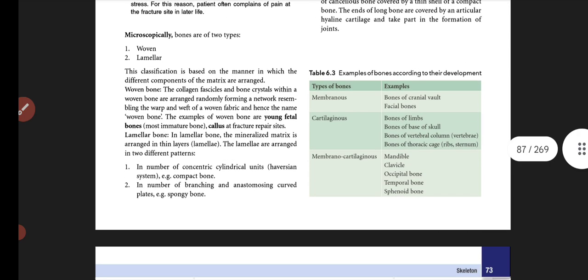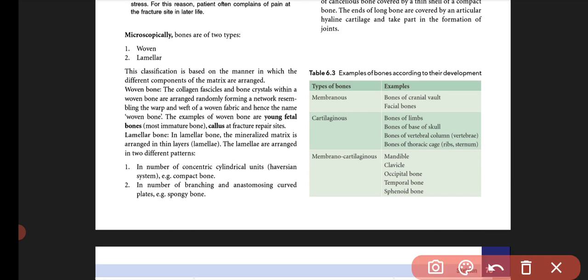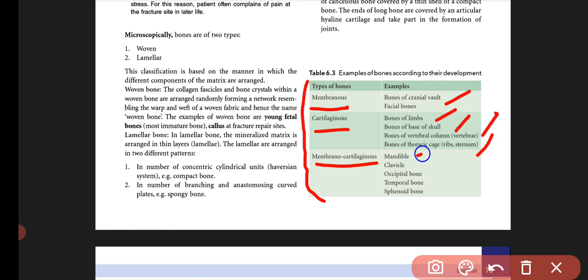Now, here are the examples of the development of the bones. Membranous bones: bones of the cranial vault. Cartilaginous bones: base of the skull, vertebrae, sternum, limbs. And membranocartilaginous bones: mandible, clavicle, occipital, temporal, and sphenoid bones.